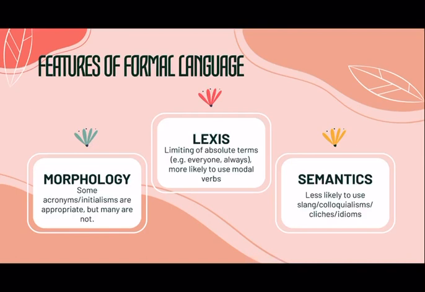In terms of the lexis, we have a limiting of absolute terms. So we don't use things like everyone, always, constantly, all of those sorts of things. And you're also more likely to use modal verbs, so might, may, could, and so on. In terms of semantics, you're less likely to use slang or colloquialisms or clichés or idioms. Generally in our society, in our language, they are typically considered informal features.